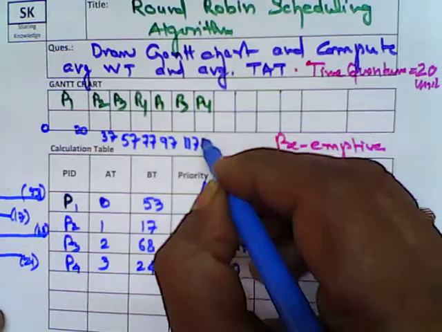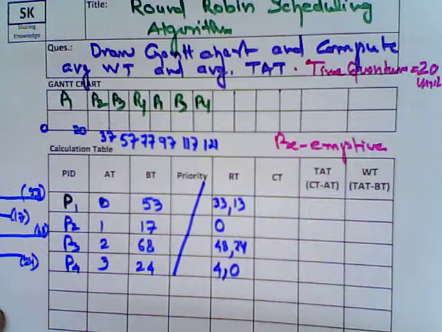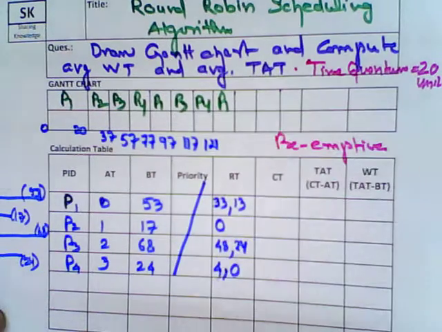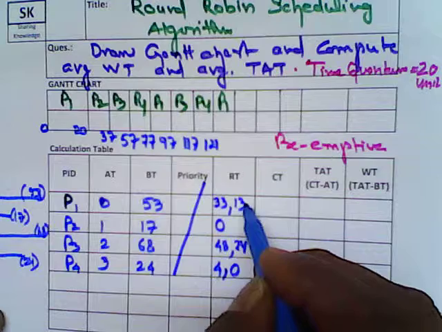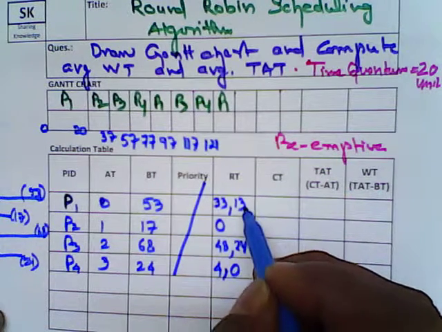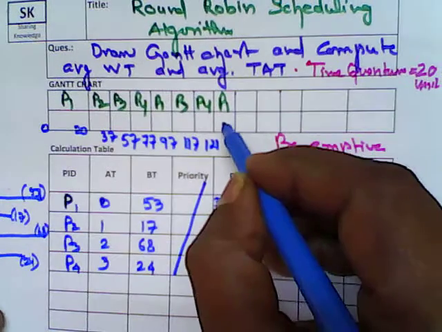So plus 4, so it is 121. After P4, which is the next process, again it is P1. So P1 will execute for how much time? It will execute for 20 minus 20. That means in this particular case, it is almost 0, and plus 13. So when you add it, it becomes 134.